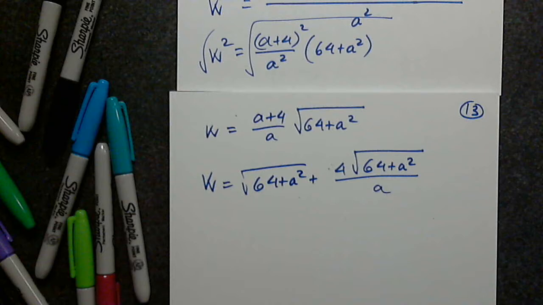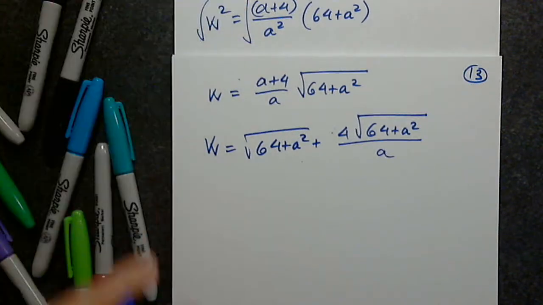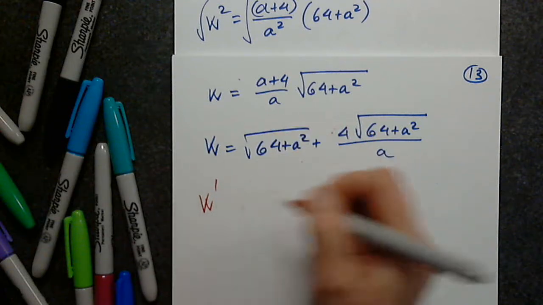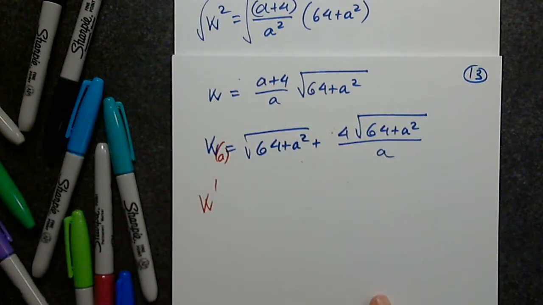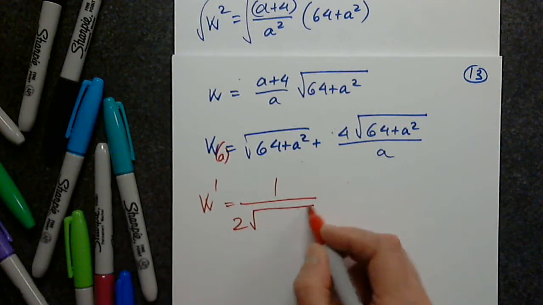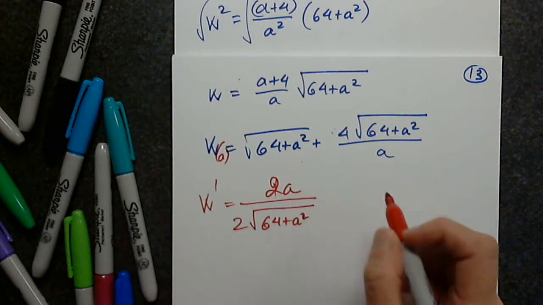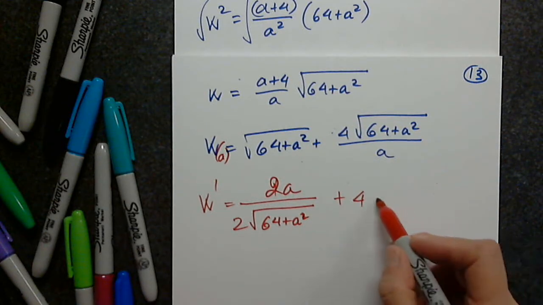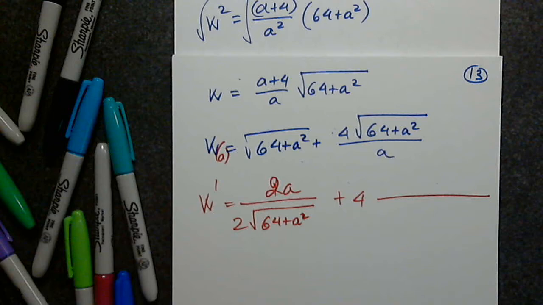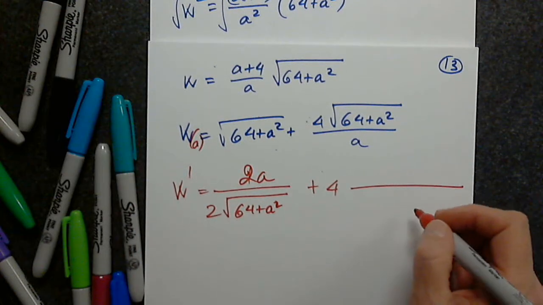So a over a times the square root, and 4 over a times the square root. That's, I can't do more. So then w prime is now a function of a only. So w prime is 1 over 2 the square root of 64 plus a squared times 2a plus 4. Now this is a ratio. I have to differentiate it as a ratio. Very ugly.